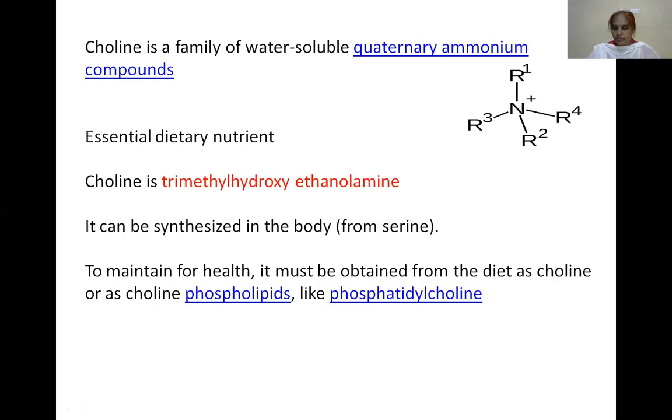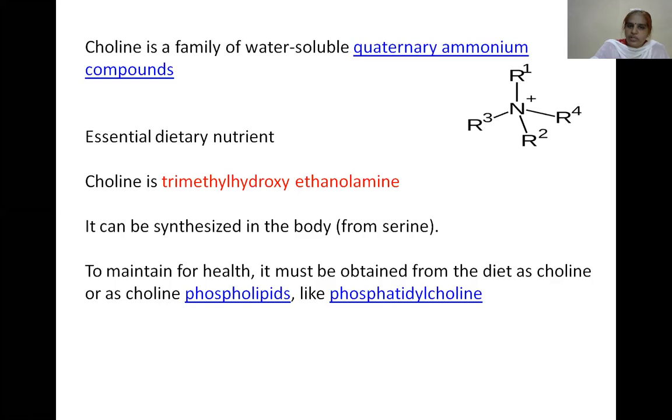Good afternoon to everybody. Today we'll discuss vitamin-like compounds. Examples of vitamin-like compounds are choline, lipoic acid, and inositol. Don't forget.